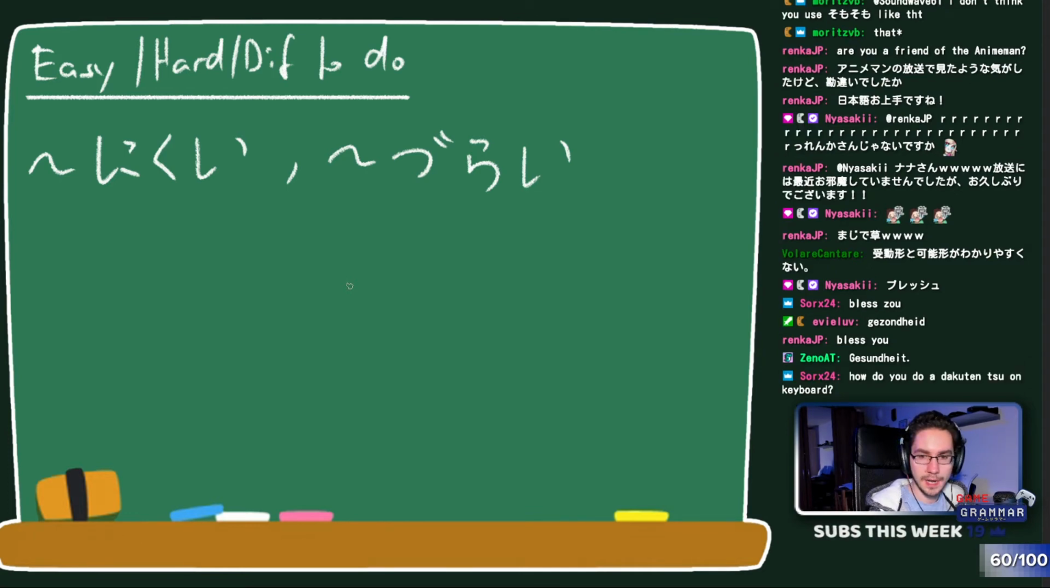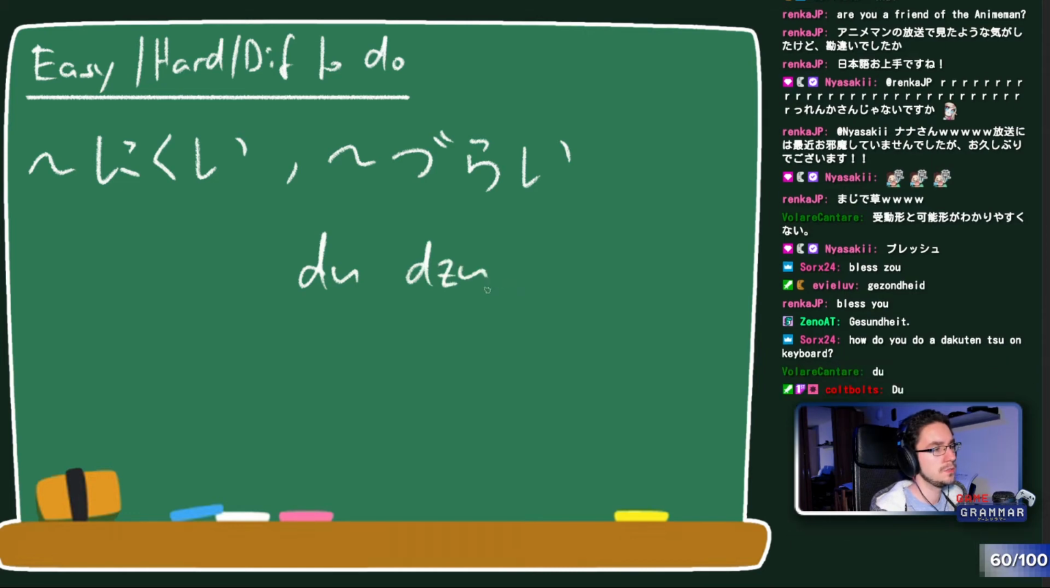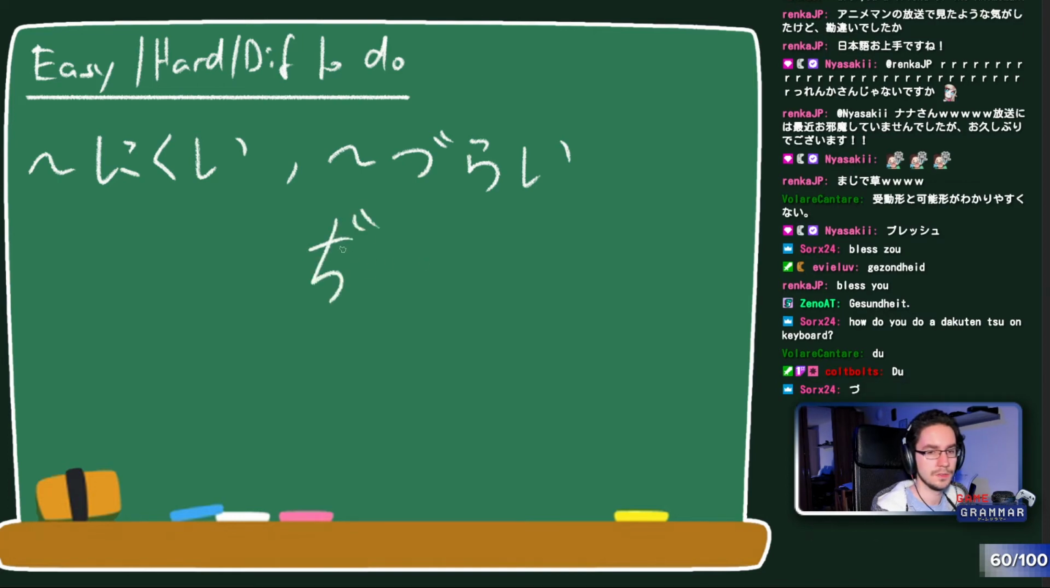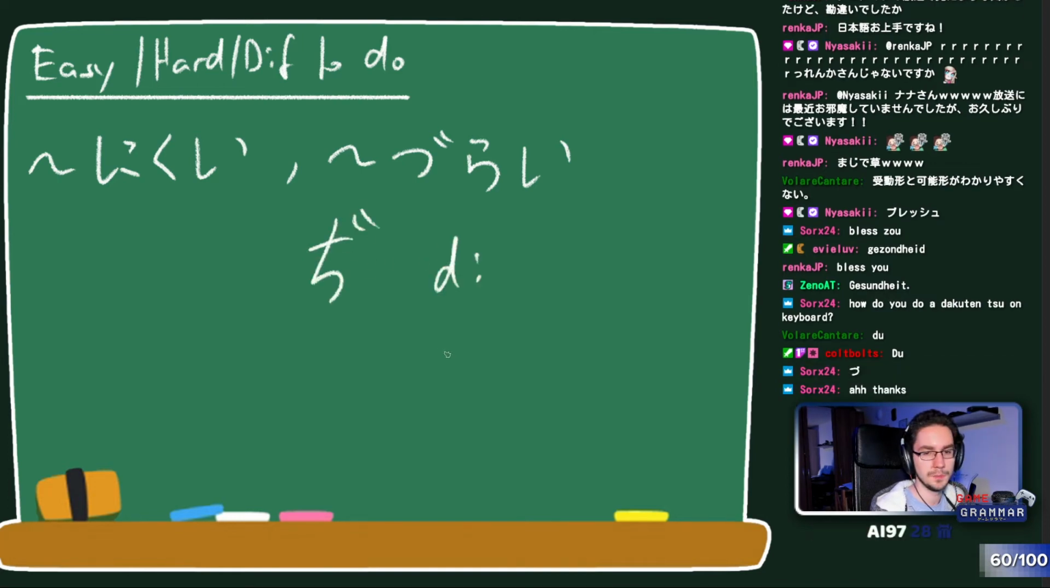So we have Zurai. How do you type dakuten tsu on the keyboard? You type du, that should do the trick. I think sometimes dzu, but du should do the trick. By the way, if you want to add dakuten to chi, then di would be the way to do it.